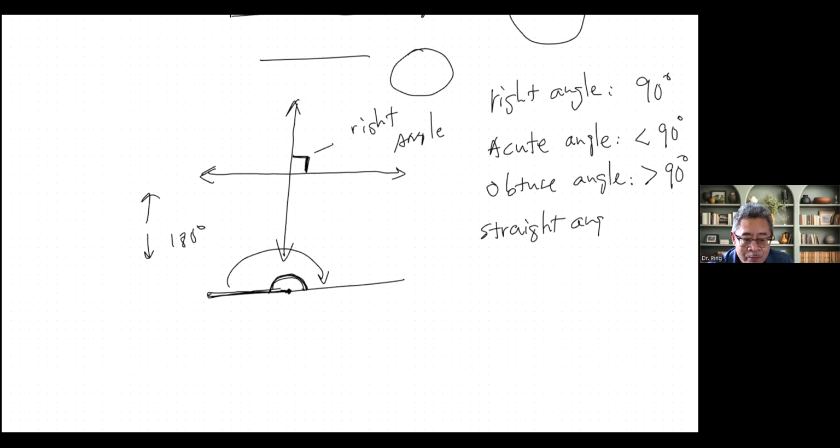Okay, so therefore for Euclid or the Euclidean geometry, we only have 4 different kinds of angles: right angle, acute angle, obtuse angle, and straight angle. Okay, now having that, we can start looking at relationships between angles. So what kind of relationships do we have?